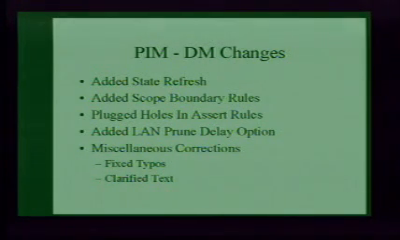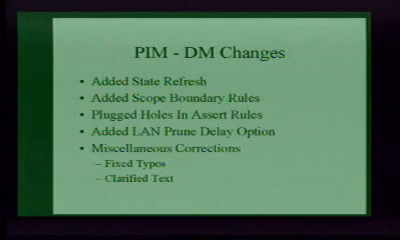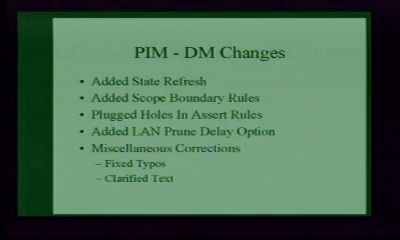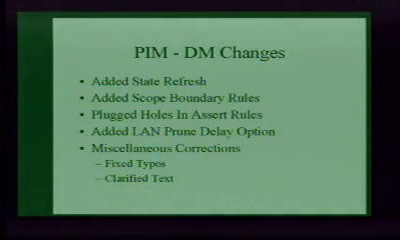We also added scope boundary rules because for PIM dense mode, if there's a scope boundary for a particular group, you want to be able to take the appropriate prune action rather than continue to have those messages flood down. We plugged a couple of holes in the assert rules in the previous draft. We added the LAN prune delay option from the PIM sparse mode spec, and we made a number of corrections in clarifying text and fixing some typos.